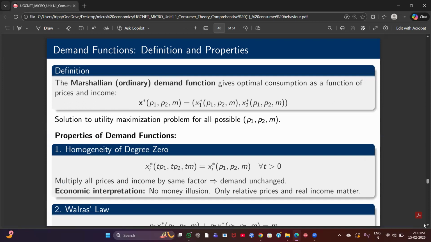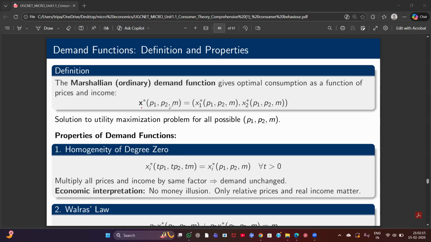Marshallian demand function. What is the Marshallian demand function? It is the solution of the utility maximization problem. The Marshallian demand function simply expresses, given the prices and money income, what optimal consumption bundle the consumer is choosing. And this notation is mentioned here, just remember it. This X is the bundle.